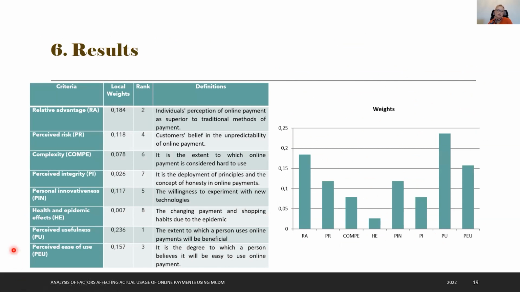As we see, the most important factor determined by the experts is perceived usefulness, followed by relative advantage. The third factor is perceived ease of use. The fourth one is perceived risk. The fifth one is personal innovativeness. The sixth one is complexity. And the seventh one is perceived integrity. And finally, we see health and epidemic effects, and we see the weights of these factors in a graphical presentation.